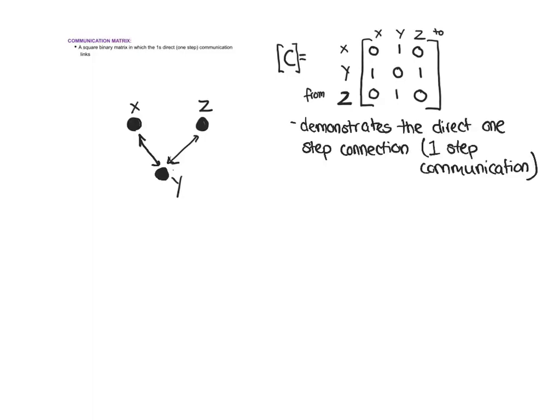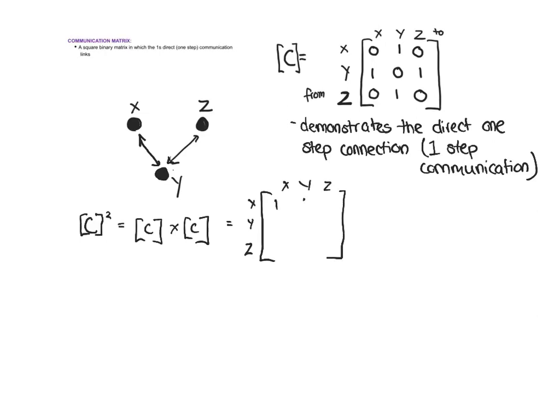Okay, so we often talk about also two-step communication matrices, and we can actually get two-step communications by squaring the first communication matrix. So if we square it, that means C times C, yeah? If we do that, and you can do it on your calculator if you like, we will see this following matrix occur. So we see 1, 0, 1, 0, 2, 0, 1, 0, 1.